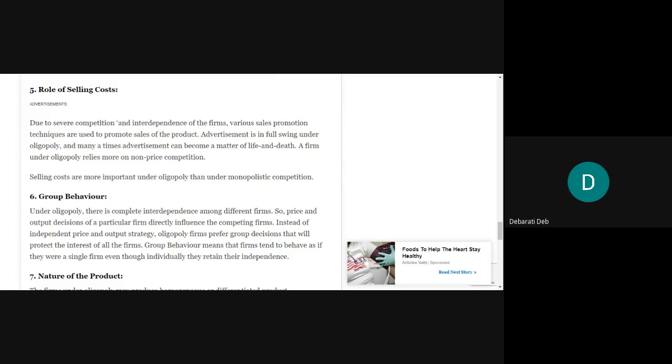Okay, so sometimes, not every time, the role of selling cost is very, very important, and sometimes advertisement becomes a matter of life and death. That means whether a firm will survive or not becomes entirely dependent on advertisement.